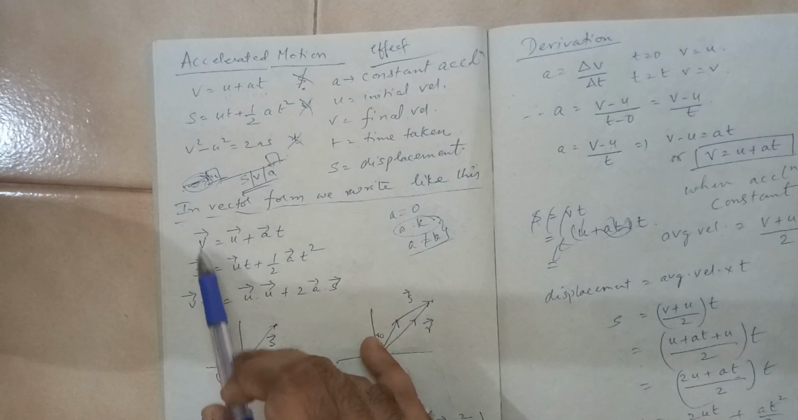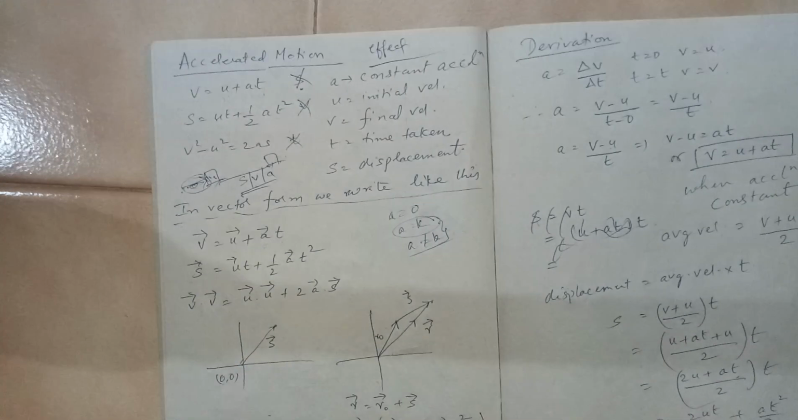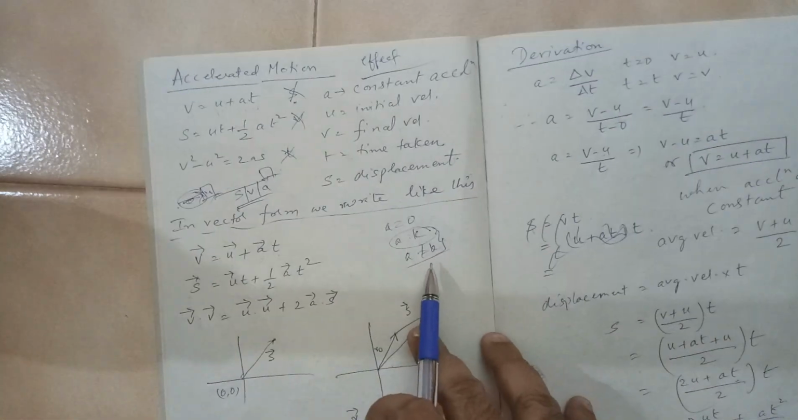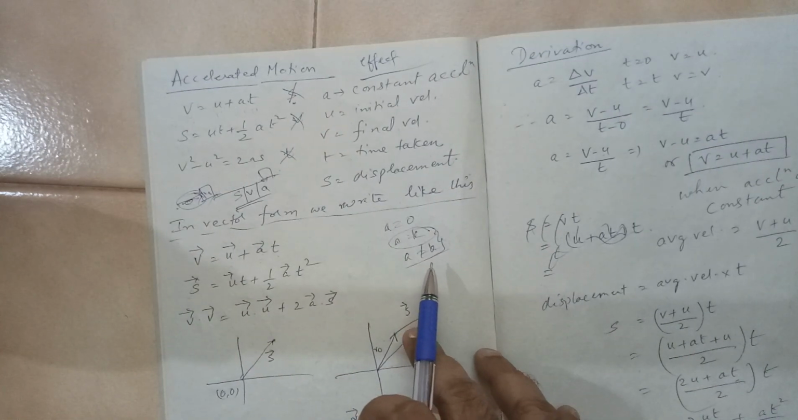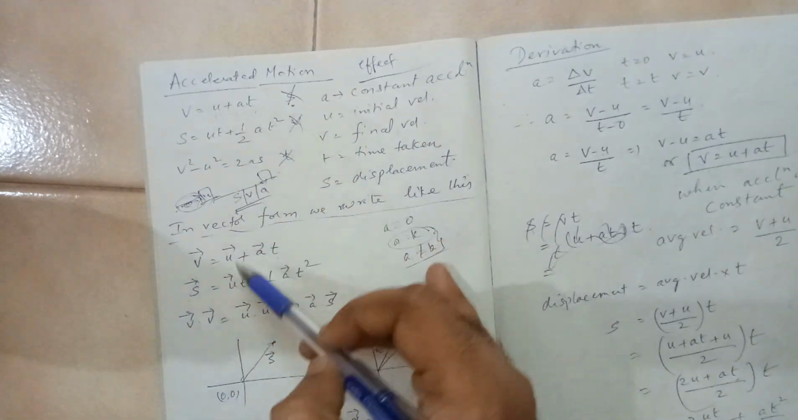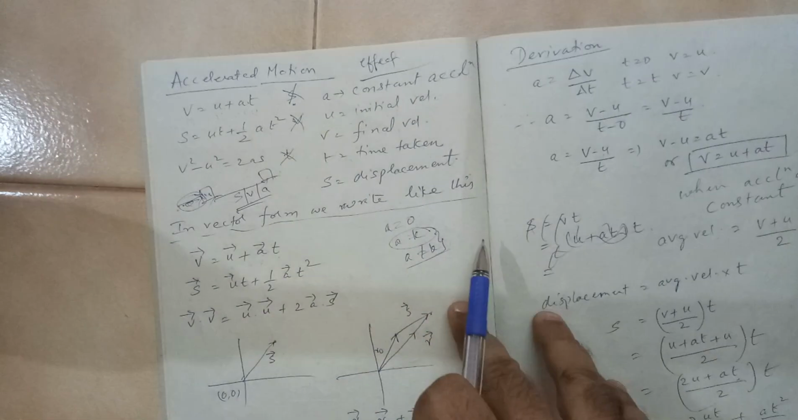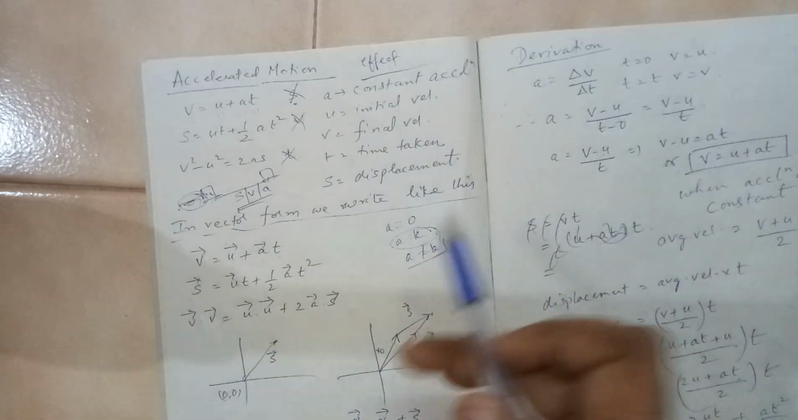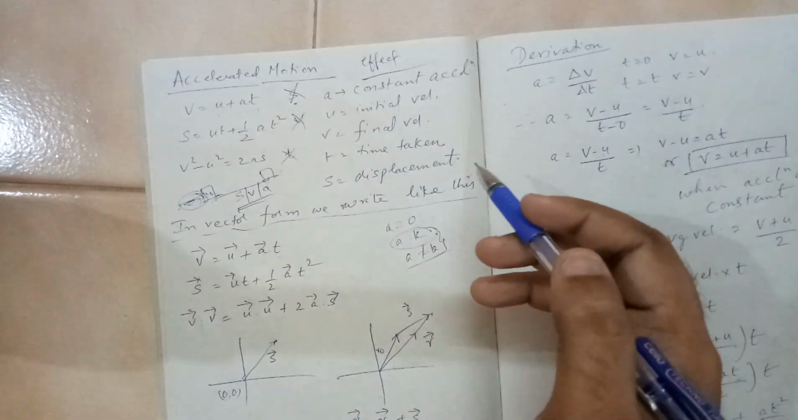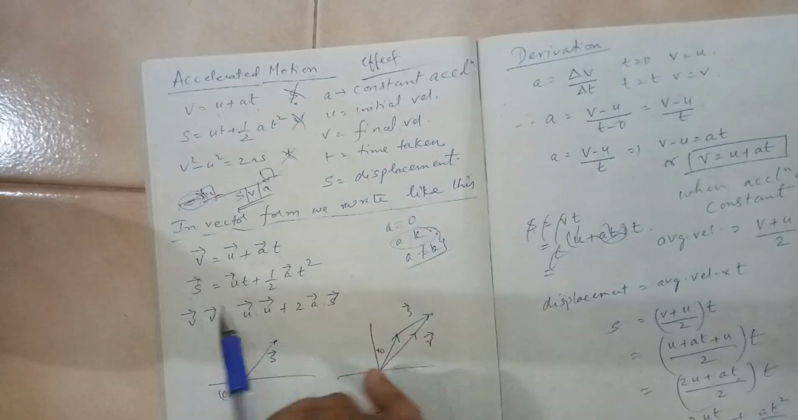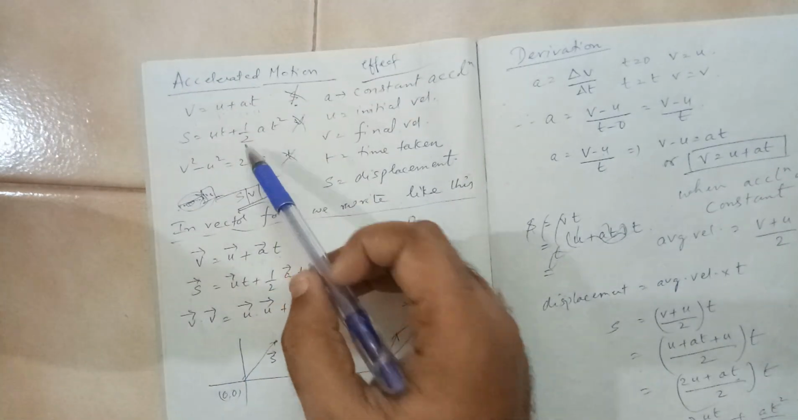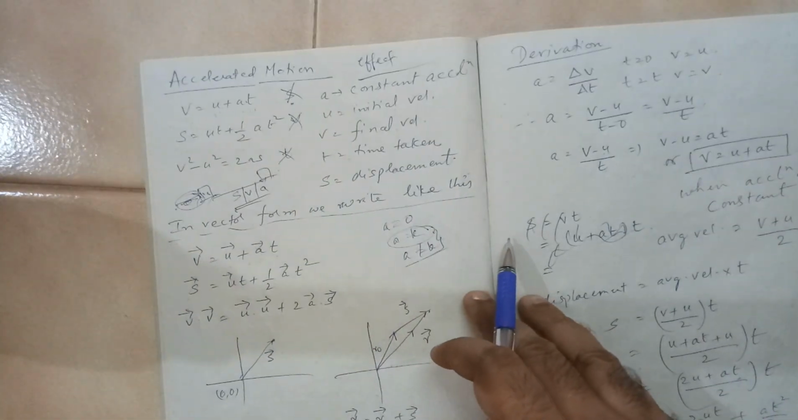The same equations in the vector form are written like this. v vector is equal to u vector plus a vector into t. Here a is the acceleration vector, and the acceleration vector will have direction. So this is not always plus, it can be minus also, depending upon the situation. This is the vector format. Later, when you solve some examples, you will understand it better, but you must always note the direction while writing these equations.